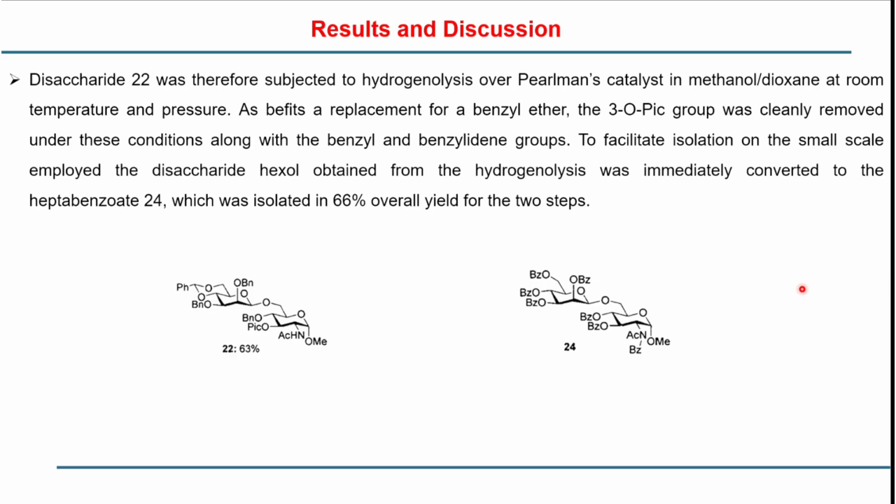Once they got this disaccharide 22, they used hydrogenolysis conditions, with Pearlman's catalyst in methanol and dioxane at room temperature and pressure. They deprotected all the functionality, and then did the benzoate protection, and they were able to purify this. This benzoate functionality can be removed down the line in one step. And this 24 they got in 66% yield.